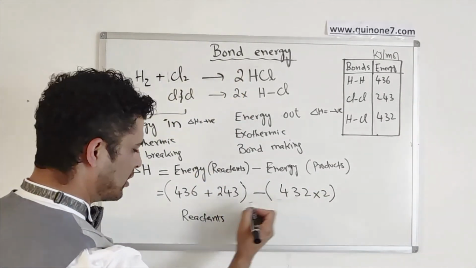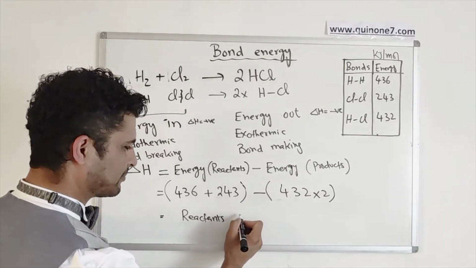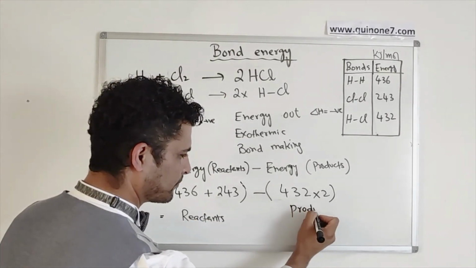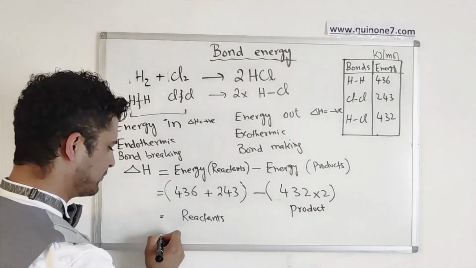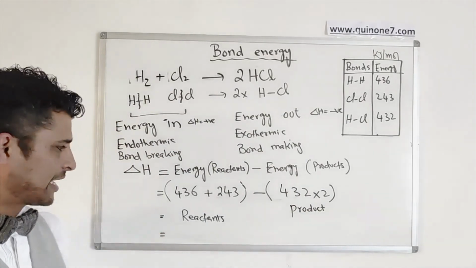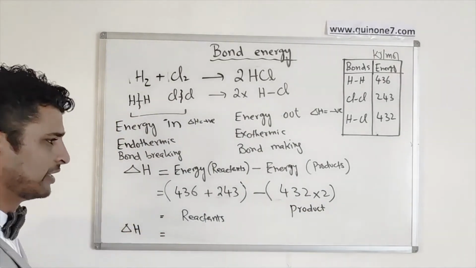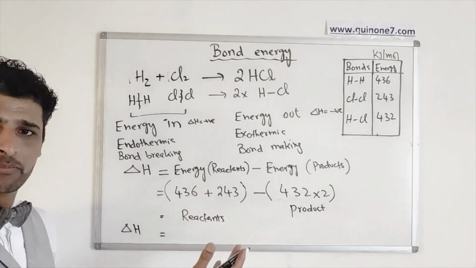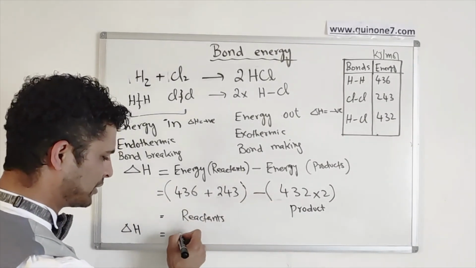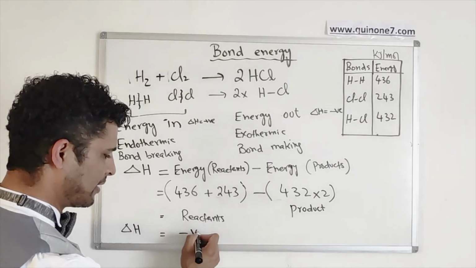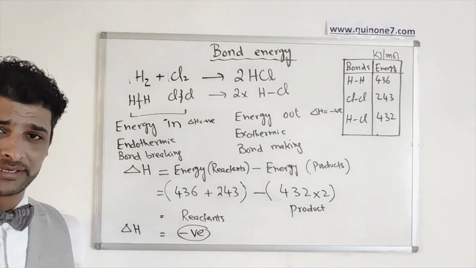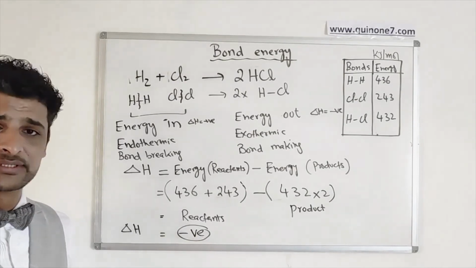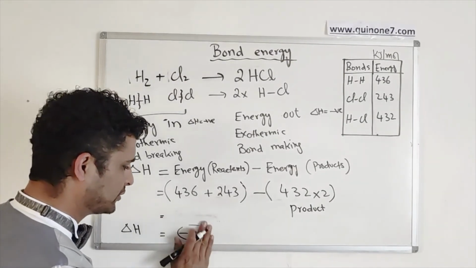Now the answer, when you do that, reactants minus products, will be the actual delta H. It should be in the minus form. I'm not sure how much it's going to be, but the whole answer will be negative. I can solve that for you if you want.